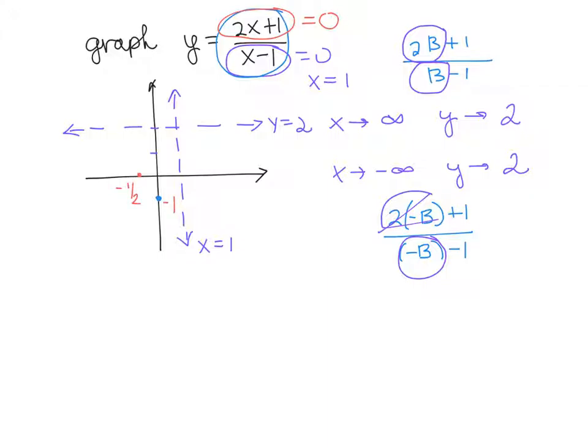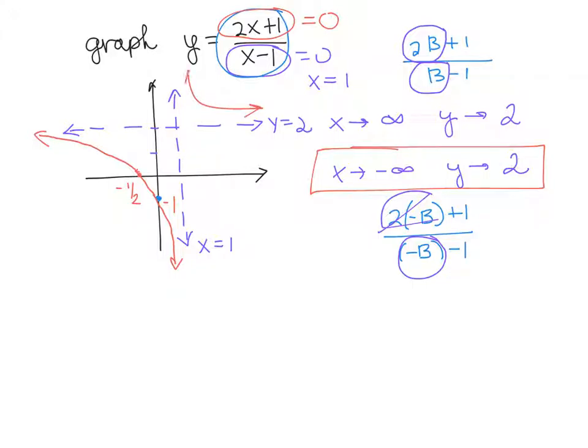So as x is approaching negative infinity, the y value is approaching 2. As x gets smaller and smaller, the y values are going to get closer to that 2, but not really crossing the 2. And again, we need to pass through this point, and it has an asymptote at x equals 1, so it's going to look like this. Right? And these rational functions always come in pairs, so the other one is going to be right across from that graph.